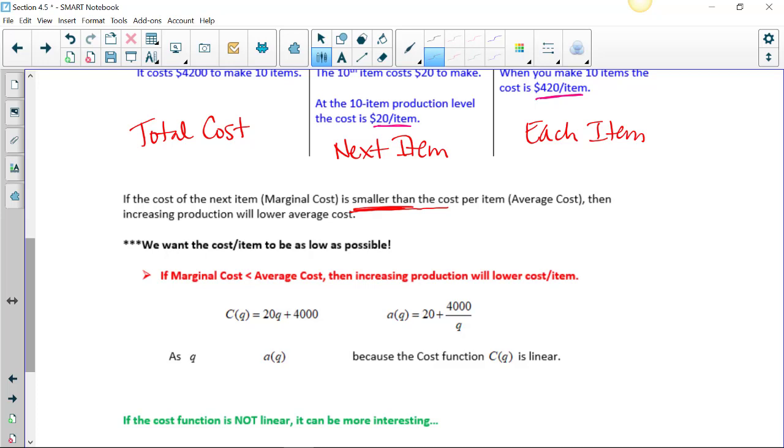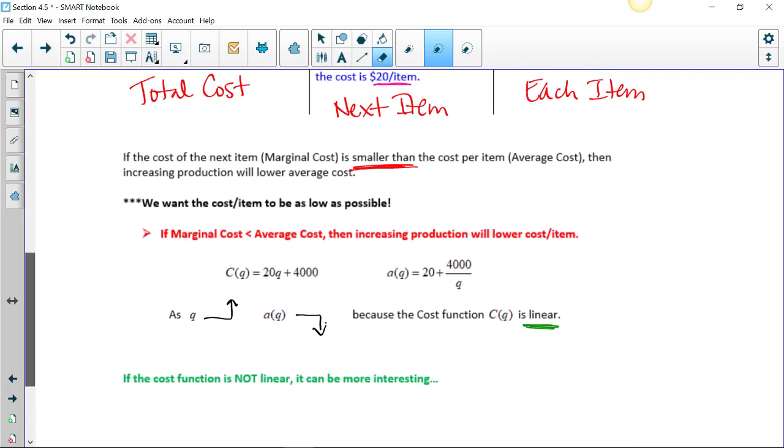So in our last example, our cost function was linear. Here's our average cost function. We said as production increases, average cost decreases. This is the case with a linear cost function. So since my cost function is linear, then we should increase production when that marginal cost is less than the average cost. Okay, that's always the case. Produce as many as possible.